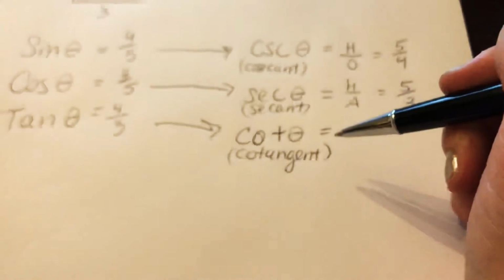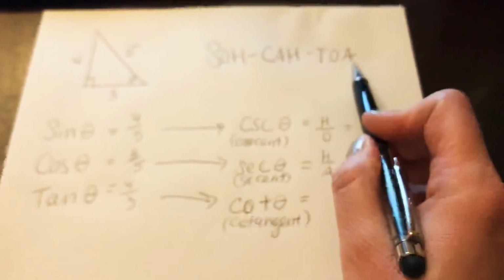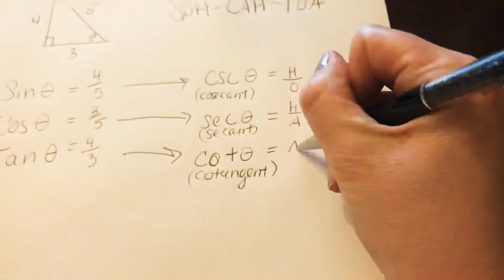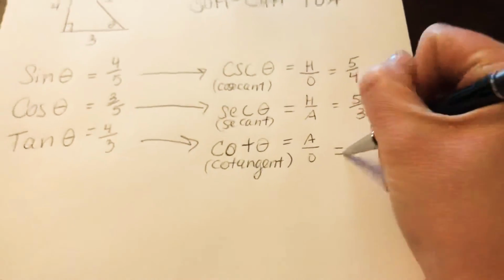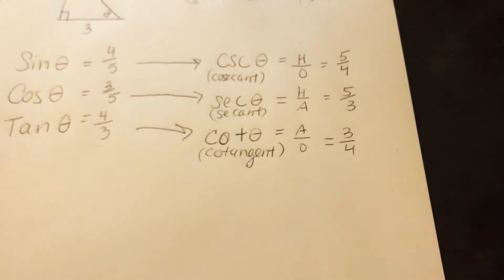COT is the abbreviation. So again, instead of opposite over adjacent, it's adjacent over opposite, which is instead of 4 over 3, it's 3 over 4. All right, so as long as you match them up correctly, you just take the reciprocal and flip it.